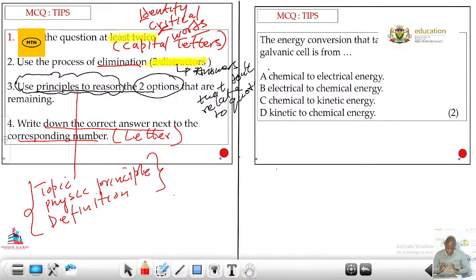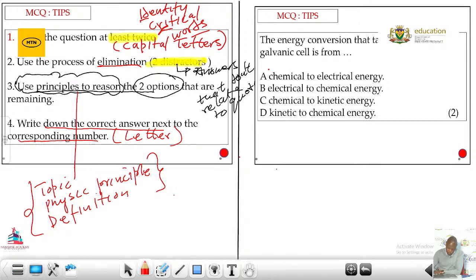So this is an easier way of saying, if I have a multiple choice question, let me read it twice, and identify the critical words within the statement that will assist me to fully understand what it is that the examiner is trying to assess. There will always be two distractors that do not have anything to do with that particular question.